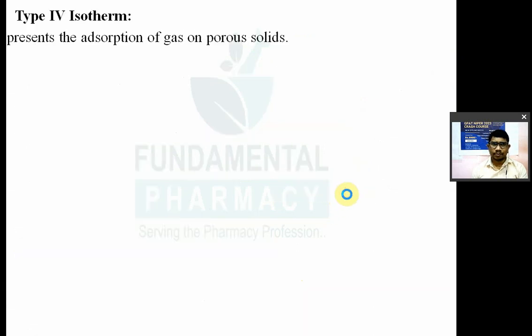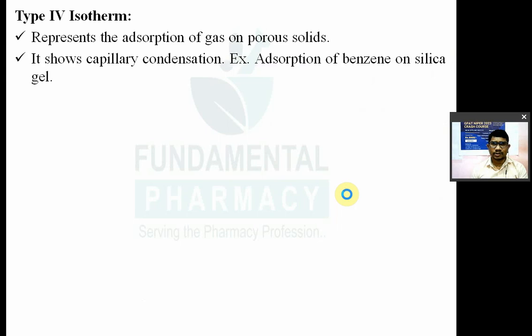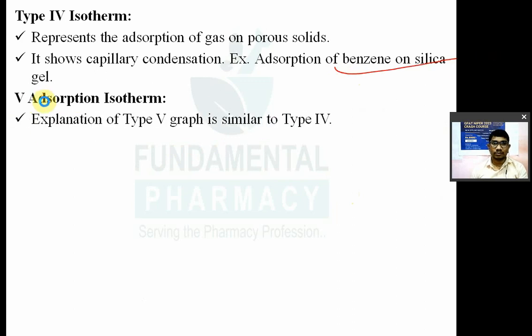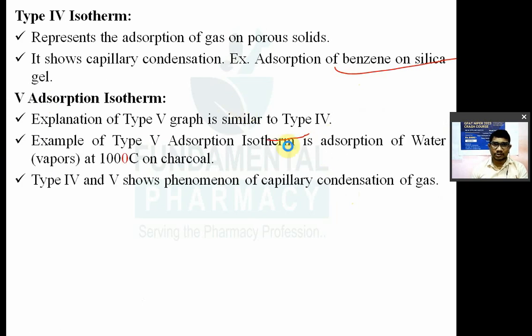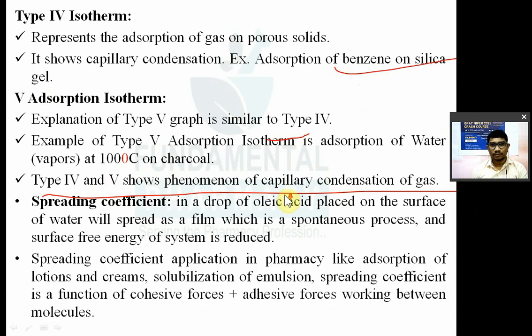Type 5 represents the adsorption of gas on porous solid and shows the capillary condensation. Example includes the adsorption of benzene on silica gel. Type 5 adsorption isotherm explanation is similar to type 4 है ना. Example of type 5 adsorption isotherm is water vapor adsorption at 100 degrees Celsius on charcoal. Type 4 and 5 show the phenomenon of capillary condensation of gas.